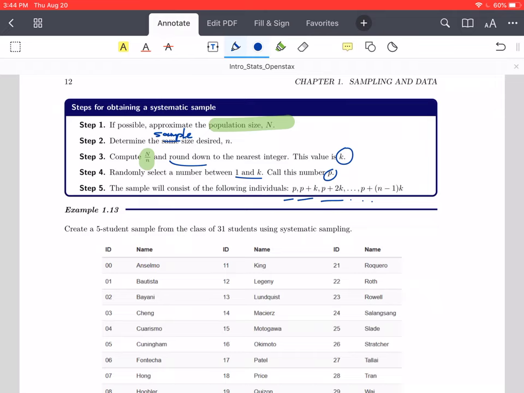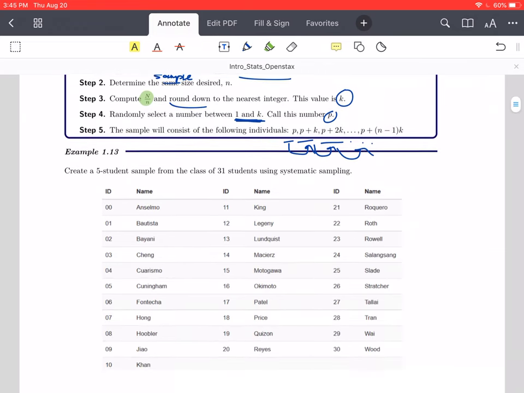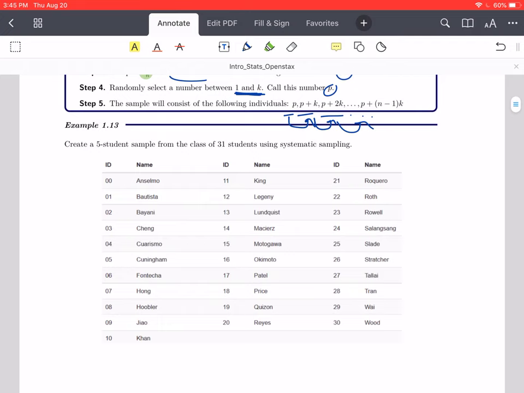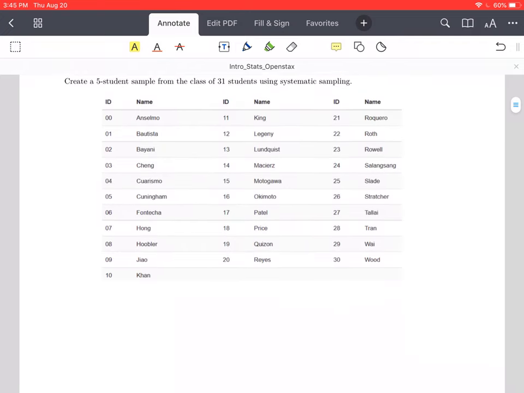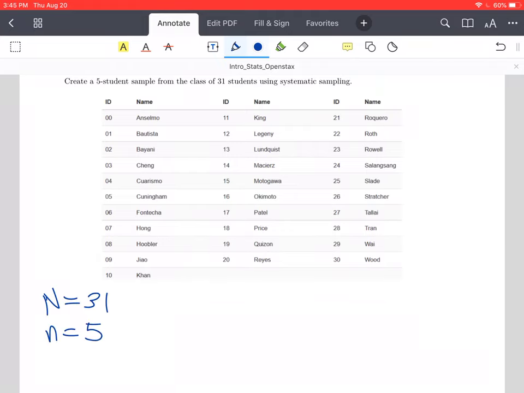So basically what we're doing is taking the entire population, cutting it into smaller pieces, choosing one person from the smaller piece at random, and then using that to get the person from the next group, and the next group, and the next group, etc. So let's look at this example. Create a 5-student sample from the class of 31 students using systematic sampling. So in this case, our population size, big N, is 31, and we want our sample size to be 5.